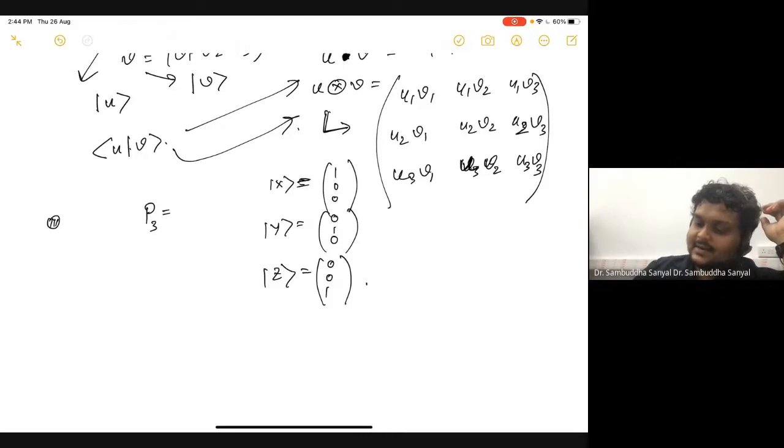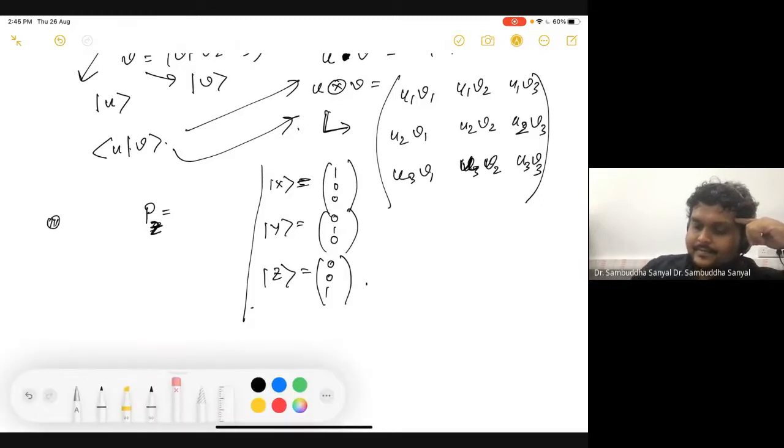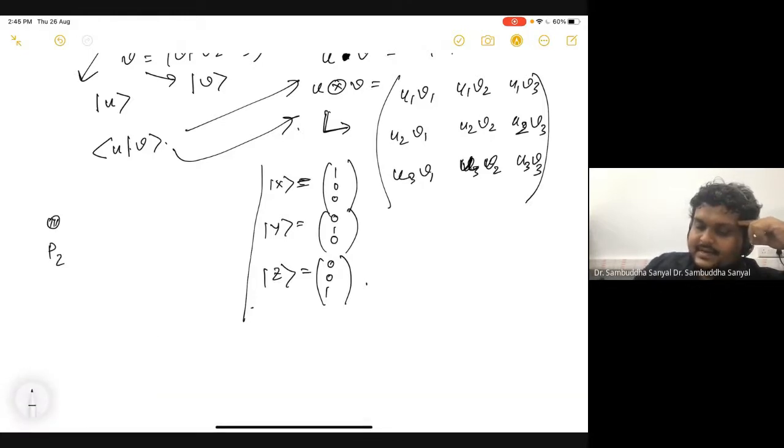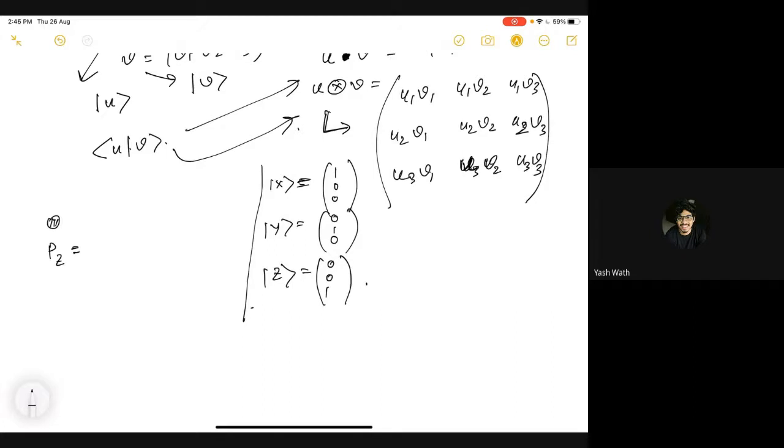P3 is basically, let me call it PZ. Okay, PZ or P3, whatever you want. So what is the PZ? The projector? Anybody? Let me make some space here. So what is the PZ? The projection onto the Z state or Z vector. What is that in this notation? Anybody? Any comment? Outer product of Z and Z.